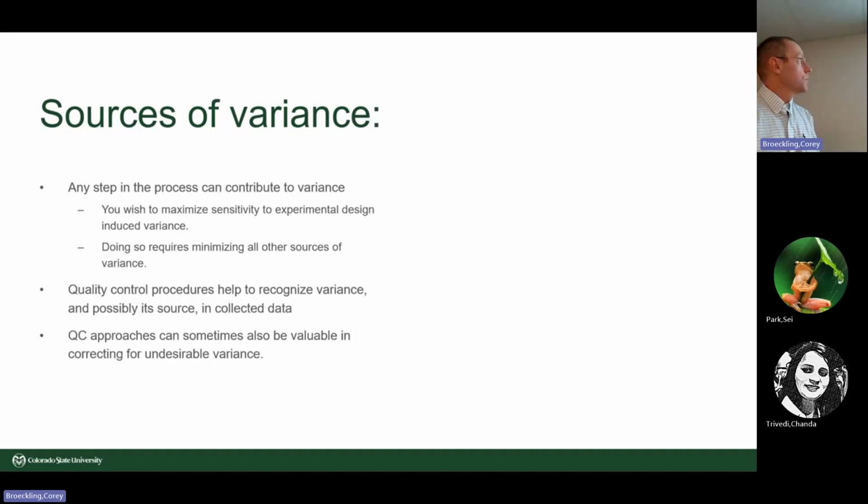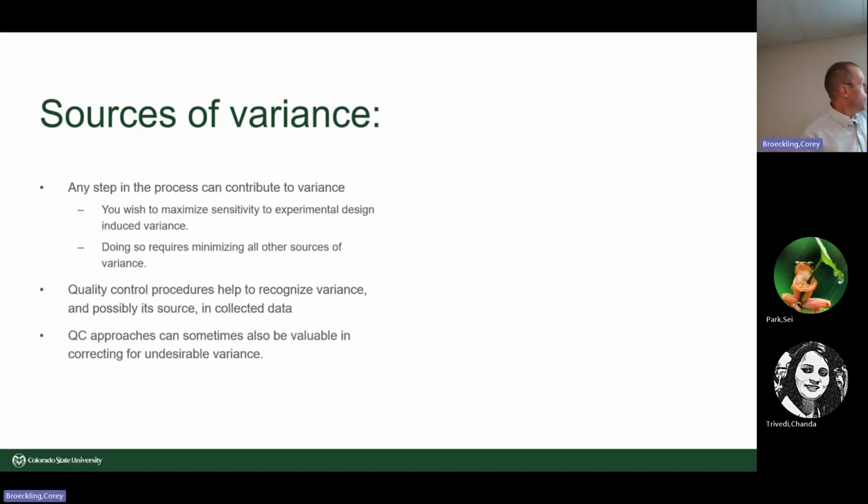So let's think about all of the sources of variance that we could potentially include in a proteomics or metaproteomics experiment. It's basically any step in the process, literally any step in the process. What we're trying to do is maximize the sensitivity to the experimental design induced variance. So if we have a treatment and a control and they're different, we want to make sure that we haven't introduced so much variance that their distributions overlap. We want to be able to detect real differences. So to do that, we have to minimize all of the non-biological, ecological, environmental sources of variance that we can to detect the one that we're interested in, the treatment.